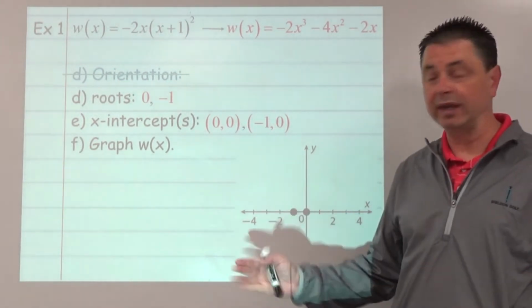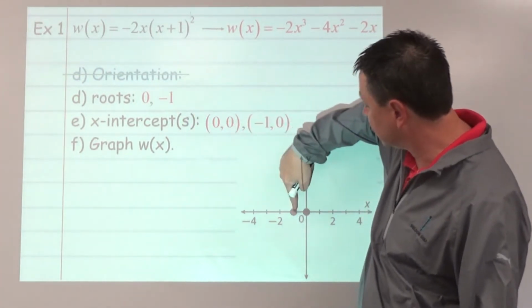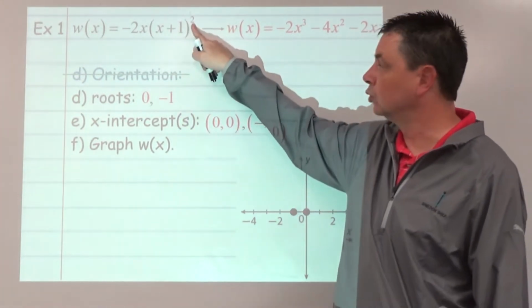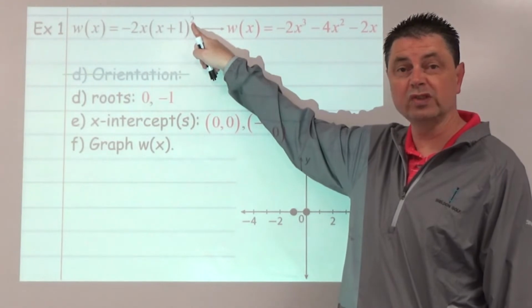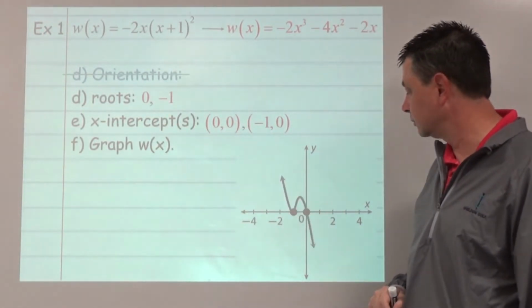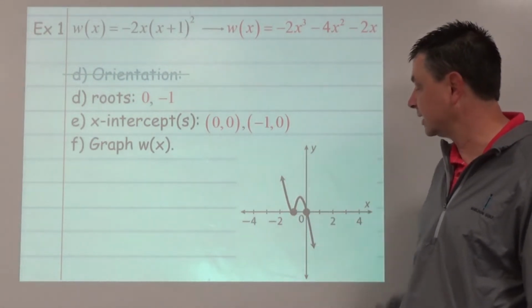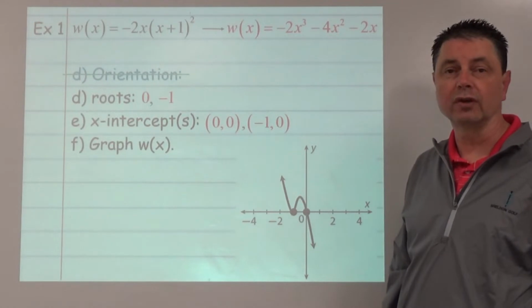Graph it. We already know the end behavior. It's going to start high, and then when we get to the negative 1, the multiplicity is 2, so we're going to bounce there. We're going to cross at (0, 0). So bounce at negative 1, cross at 0, and there's our graph.